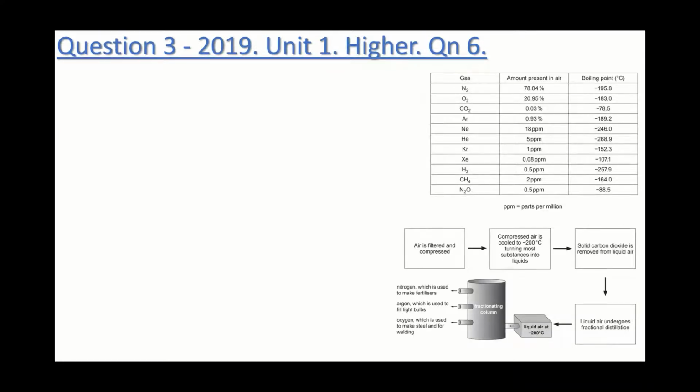Moving on to your third question then, you are given the following data and the depiction of a typical method for separating the fractions of air using a fractionating column. And your first question is to state the main reason why hydrogen is not separated during the fractional distillation of air.